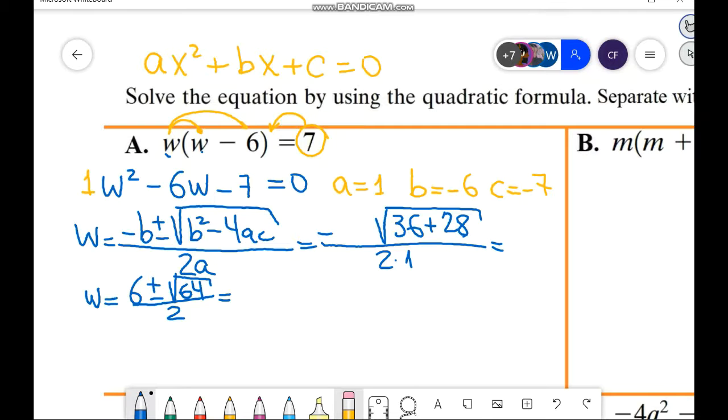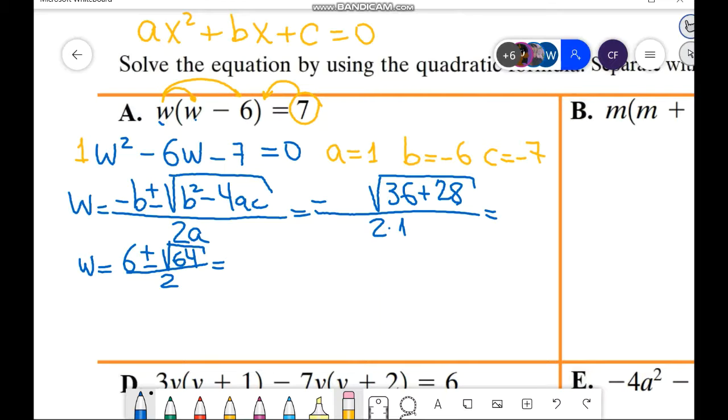You can play with the whiteboard, but try to leave my solution here. No problem. Positive 6. Okay. Now we have 6 plus or minus 8 over 2. You're changing my answers.